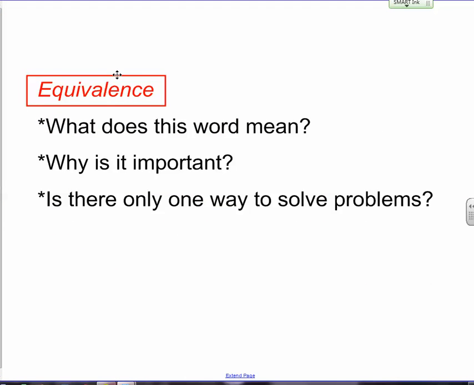What that word means is when two things might look different but they really have the same value, they are really equal to each other. And it's pretty important because there's more than one way to solve a problem, and there's more than one way to see a pattern. When you express it different ways, you need to figure out if they really are saying the same thing or not.